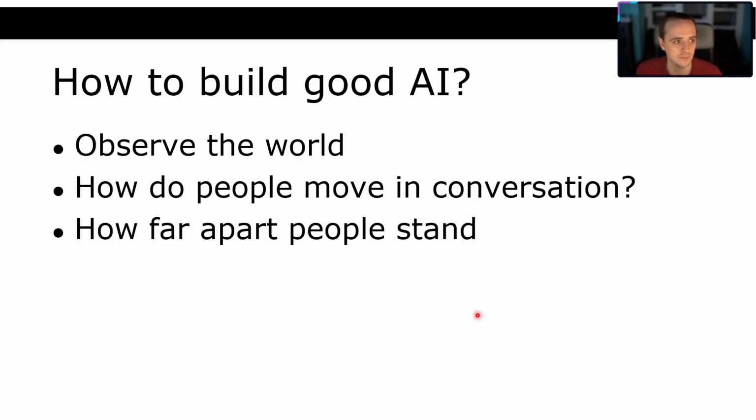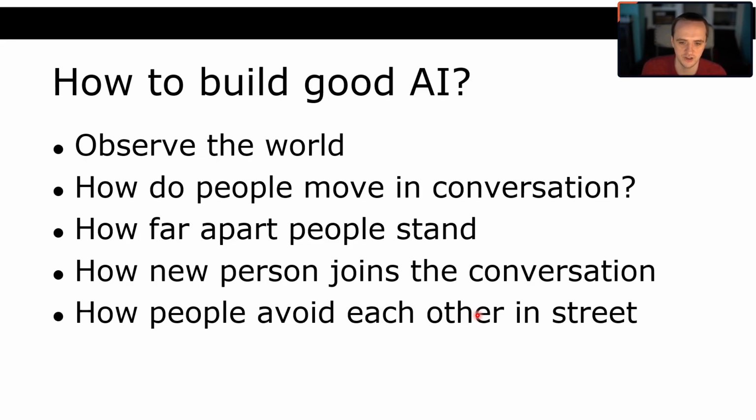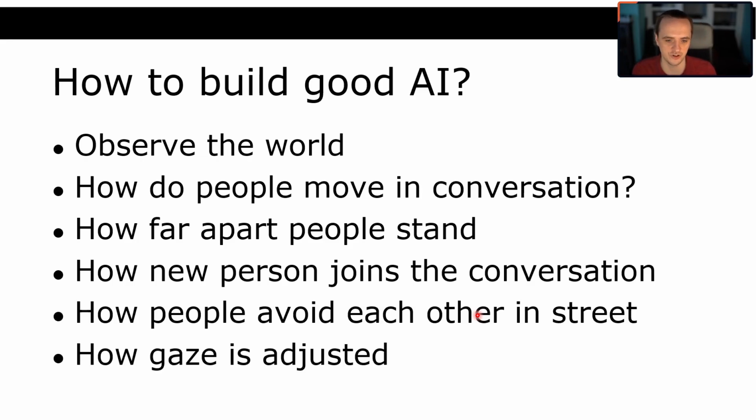How far apart people stand. Are people talking to each other right next to each other, or do they spread apart? How a new person joins the conversation, how people avoid each other in the street, how gaze is adjusted, right? Like, are they looking at the character when they're talking to them? All these things are super important, but again, that's completely dependent on your game implementation and your game design. And so we're going to be covering more general things in this course.